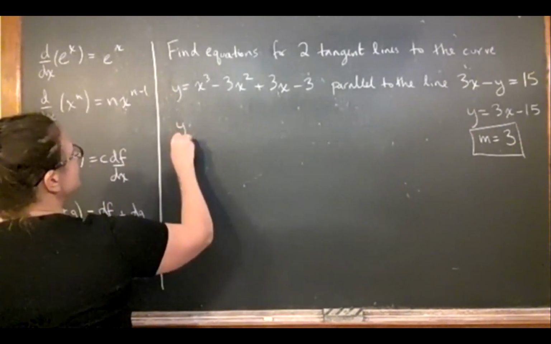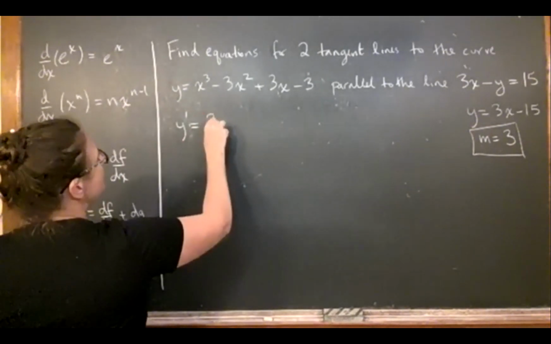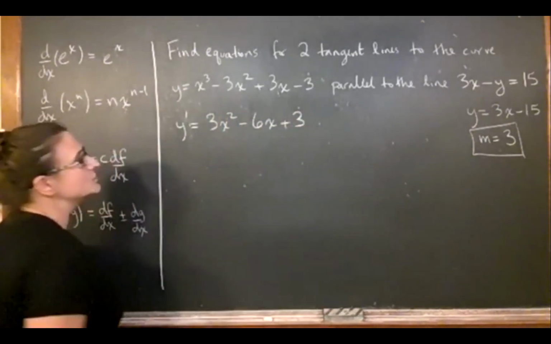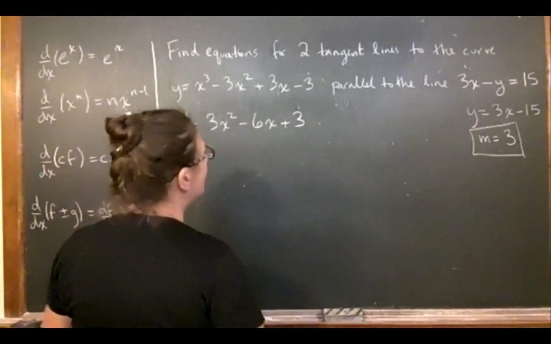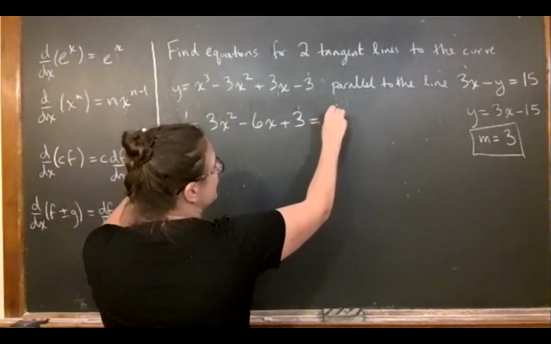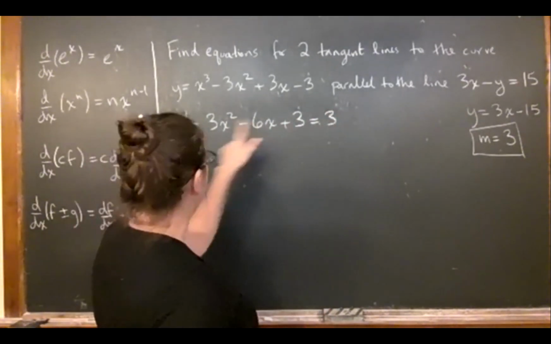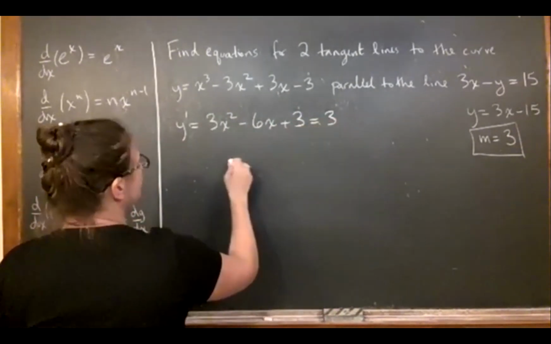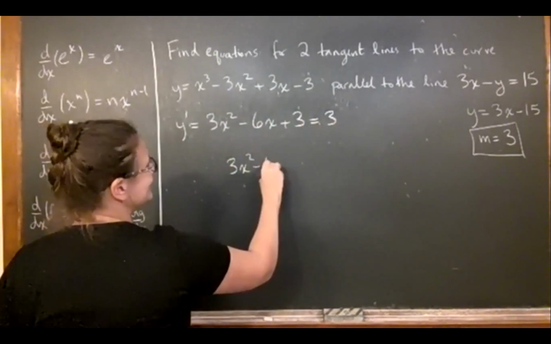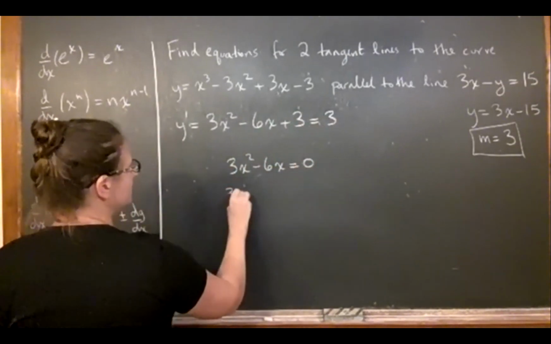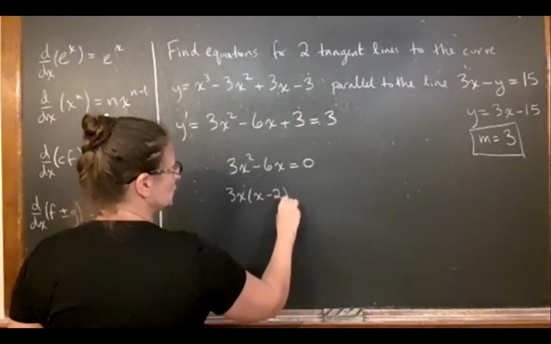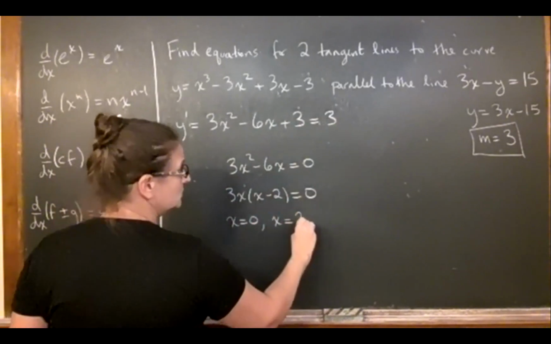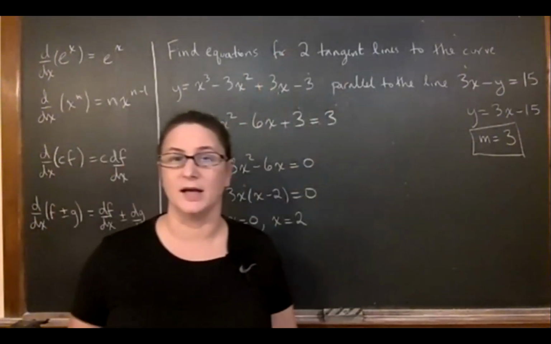So let's see, if I take the derivative, I've got 3x squared minus 6x plus 3, right? Just go ahead and use the power rule. Now I want to let that equal 3. So I want x's that give me the derivative being 3. Right, so this is easy to solve, right? The 3's cancel. I have 3x squared minus 6x equals 0. I pull out a 3x, x minus 2 equals 0. So I have two possibilities, x equals 0 and x equals 2, which is great because they told me I was looking for 2 tangent lines.